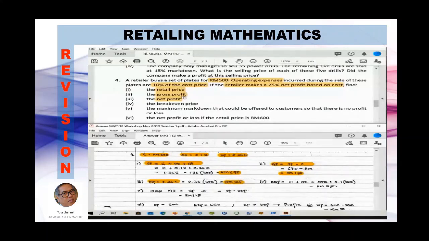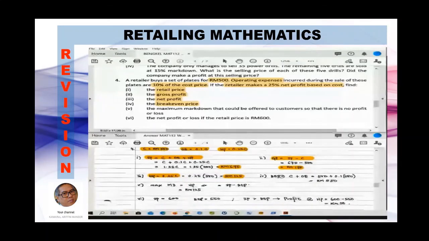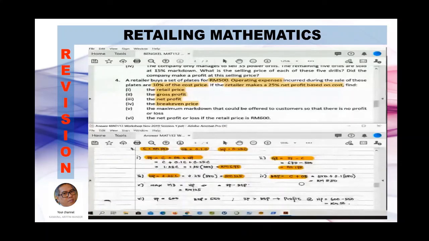The fourth one nak suruh kita cari break even price. So break even price again formula diberi adalah BEP equal to C plus OE ataupun boleh juga gunakan SP minus NP. Kalau kita ada NP kat sini boleh cari 0.25 C tu. So tapi kita gunakan C plus OE, so 500 plus 50, so dia dapat sama juga dengan 550. So that is the break even price.